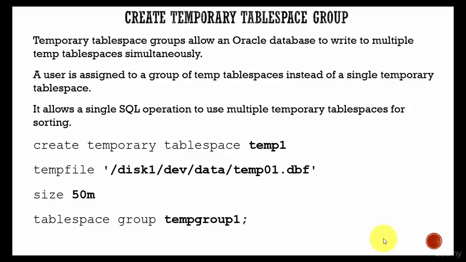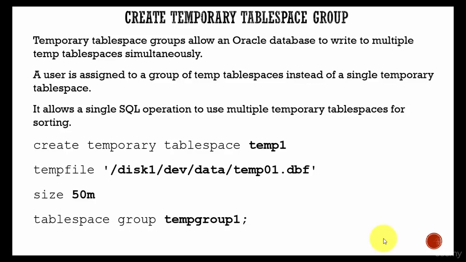In this session, let's learn about creating a temporary tablespace group. A temporary tablespace group is made up of a bunch of temporary tablespaces. This group can contain one or more temporary tablespaces. It can contain only temporary tablespaces. It is created when the first temporary tablespace is assigned to the group and is deleted when the last temporary tablespace is removed from the group.